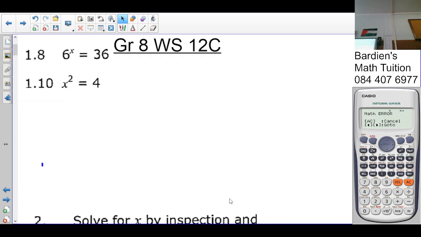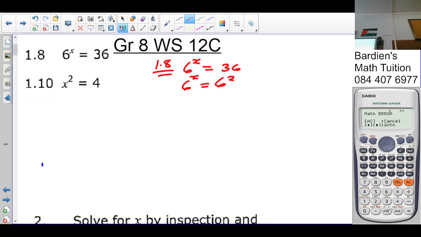Right, let's look at the next one. Okay, so 36 can be written as 6 squared. So 6 to the x equals 6 squared. Therefore, x equal to 2. Yes, right, this one. Okay, now carry on since you're on the roll. x squared is equal to 2 squared. When exponents are equal, bases are the same. So therefore, x equal to?